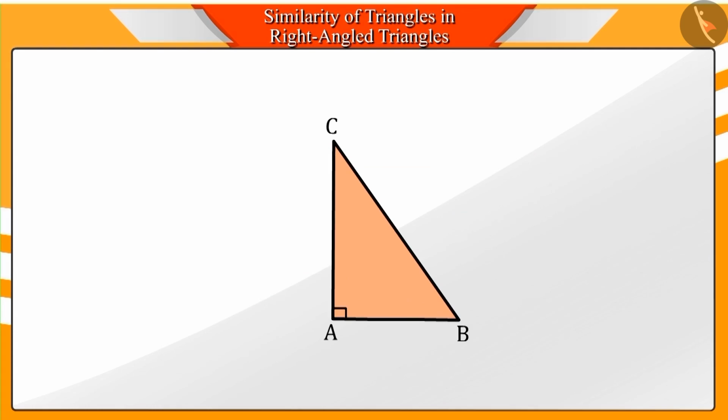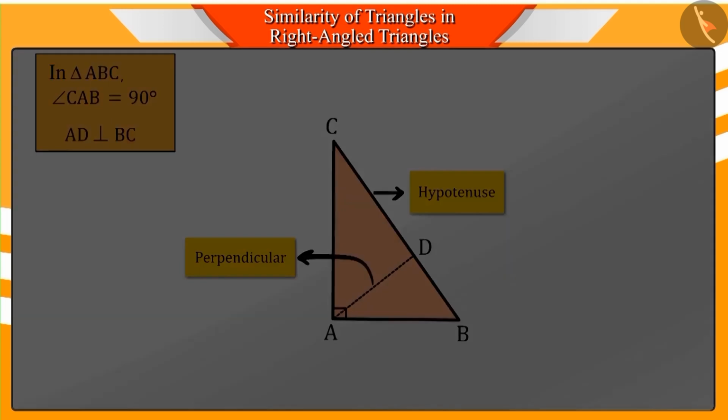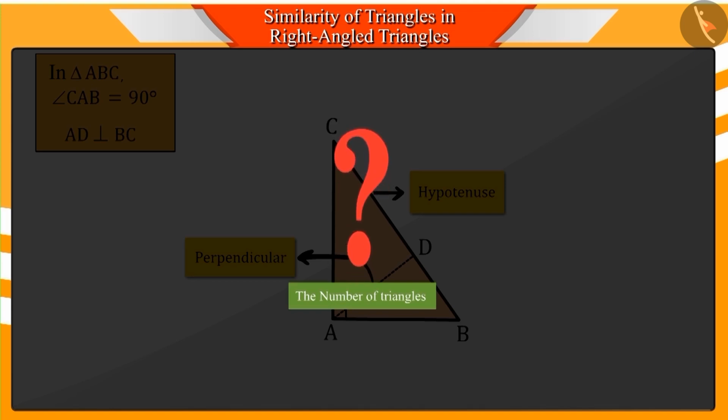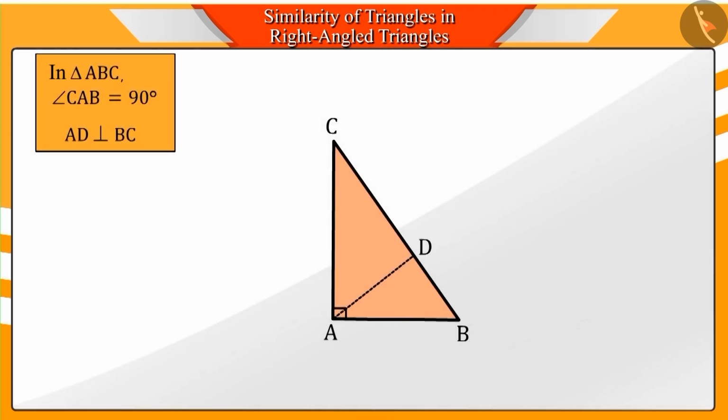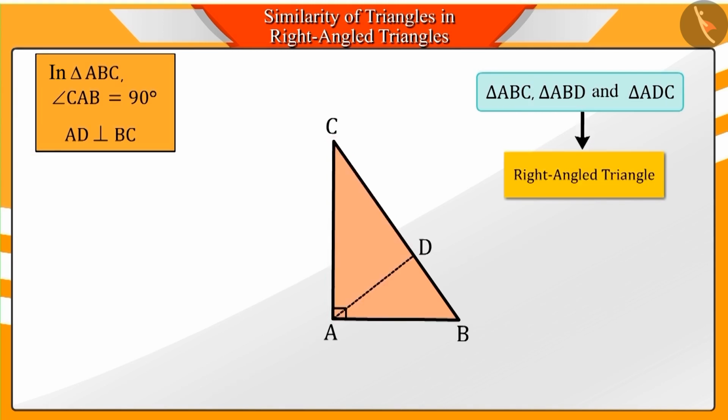If we drop a perpendicular to the hypotenuse BC from the right angle of the triangle which intersects the hypotenuse BC at point D, then how many triangles can you see in this triangle? Absolutely correct. Here we get three triangles: triangle ABC, triangle ABD, and triangle ADC. We can see that all of these three triangles are right-angled triangles. Can you tell why?